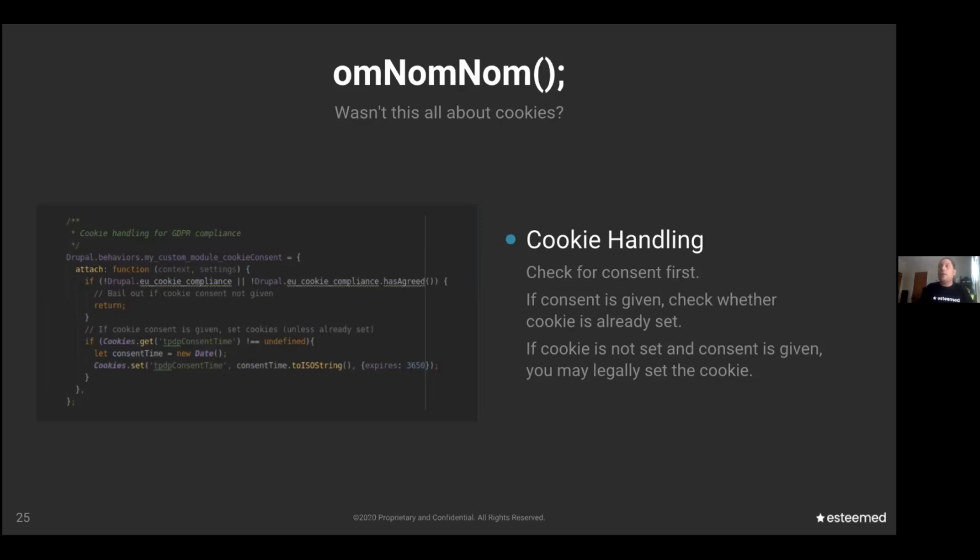Then it says if cookies.get TPDB consent time is not equal to undefined, then let consent time equal new date and cookies.set TPDB consent time, and it shows consent time to ISO string. Essentially, you're setting a new timestamp, you're setting it to an ISO string, and you're setting an expiry on it. This is standard cookie stuff. What we're using here with the capital C cookies, it's just a newer way of handling cookies in Drupal. Instead of using jQuery for it, this is like a newer way.